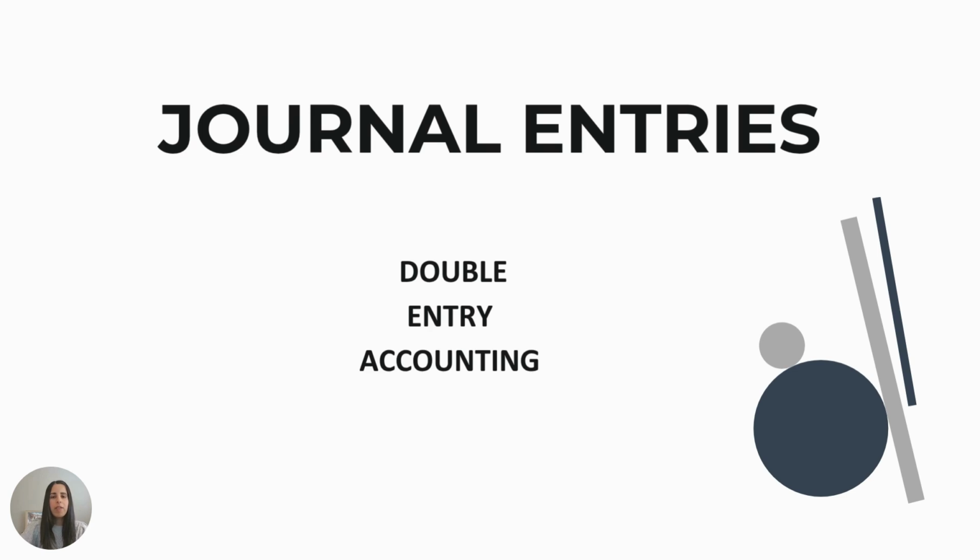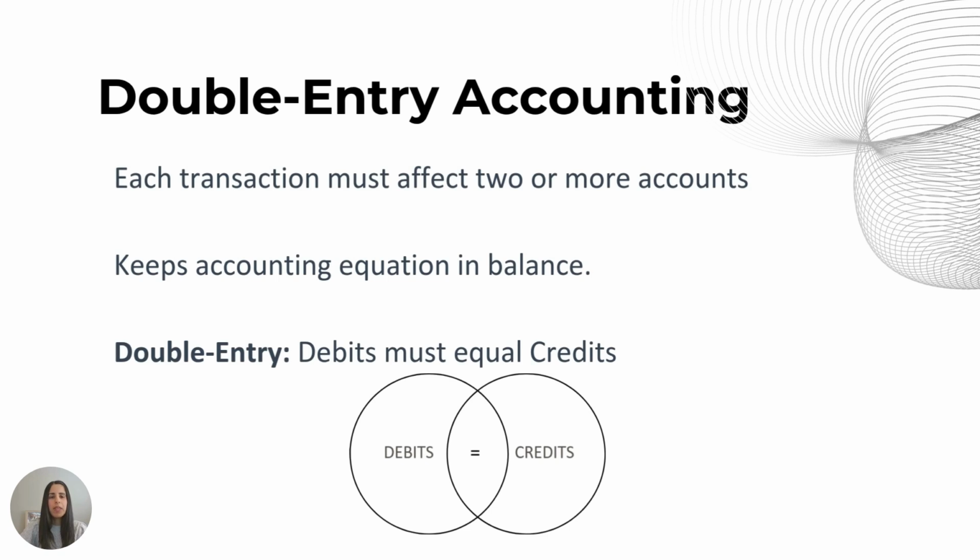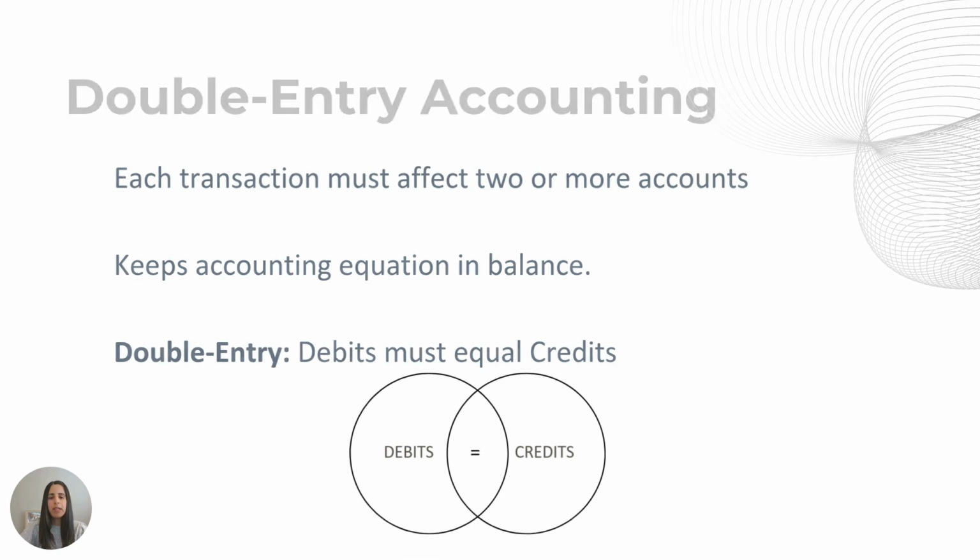Okay, now that we have an introduction to debits and credits, we can now discuss journal entries. Journal entries are known as the double entry of accounting. What does that mean? That means each transaction must affect two or more accounts. That keeps the accounting equation in balance. And double entry means that our debits must equal our credits.